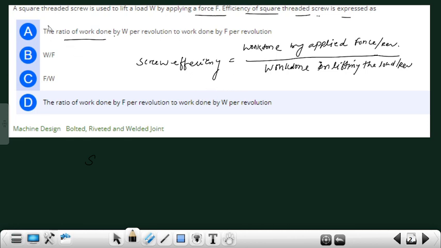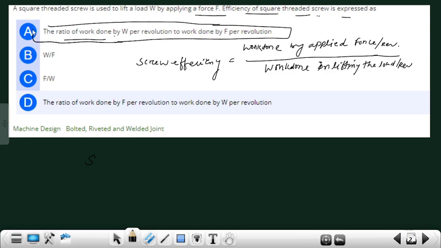So the answer will be the ratio of work done by W per revolution to work done by F per revolution. And also one important formula: the efficiency of a screw jack is equal to tan alpha divided by tan of phi plus alpha. Here phi is the friction angle, and alpha is the helix angle.